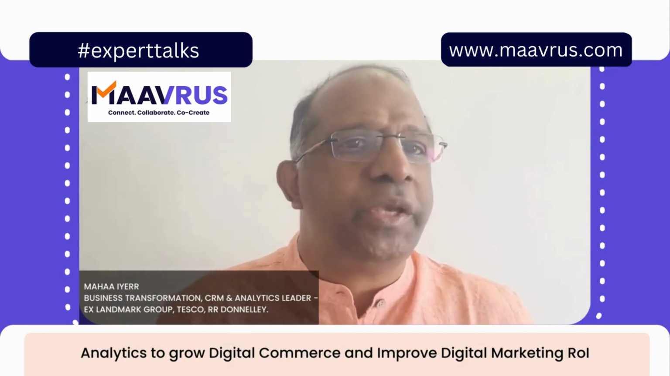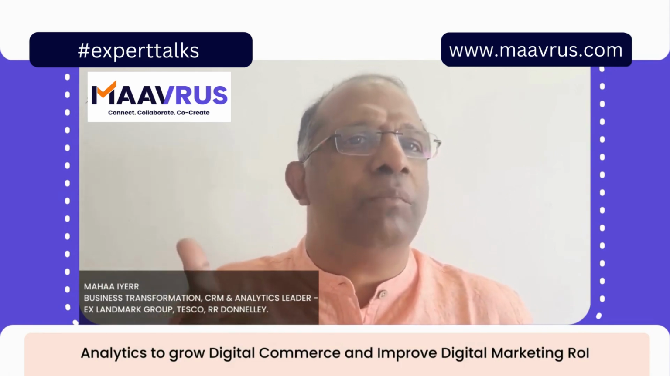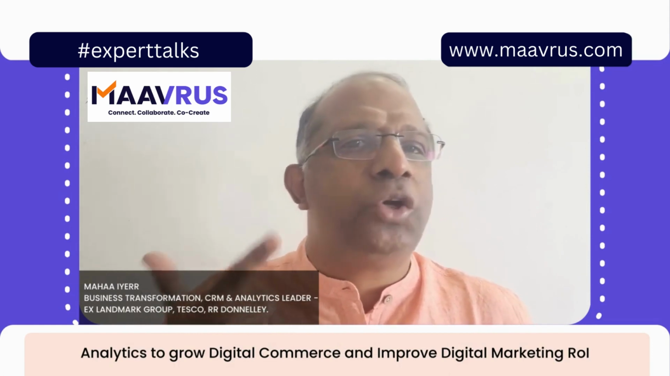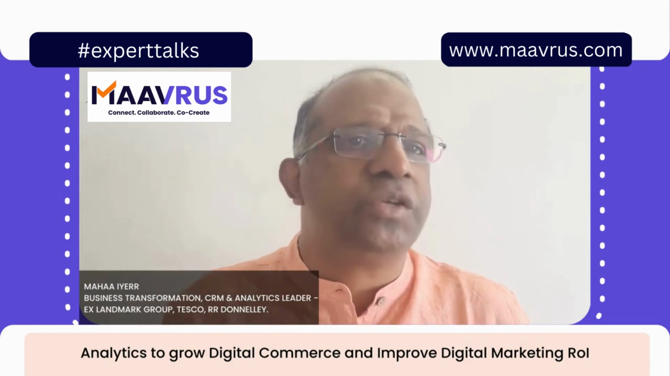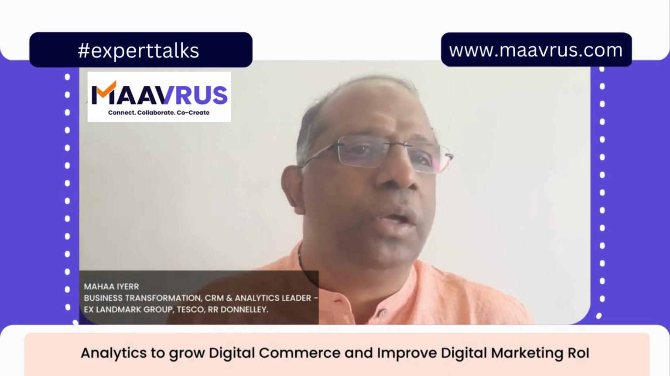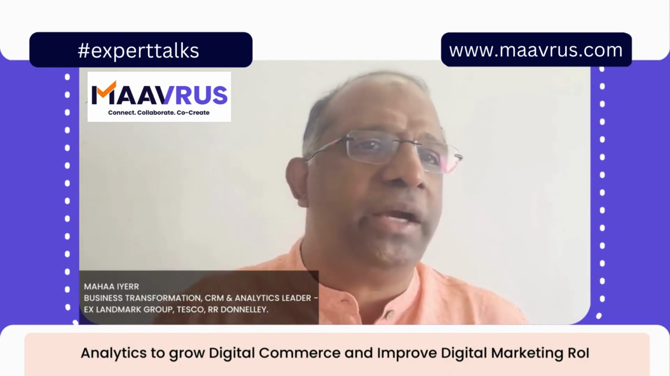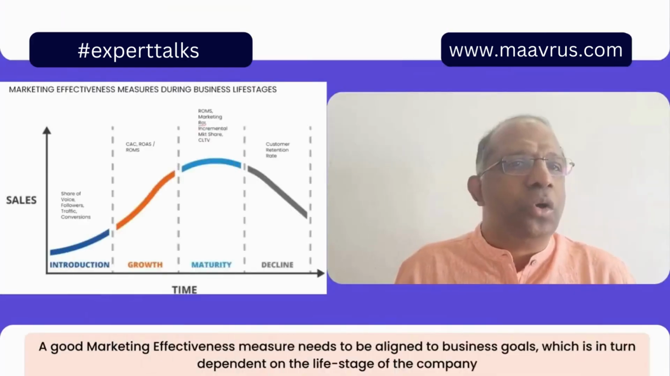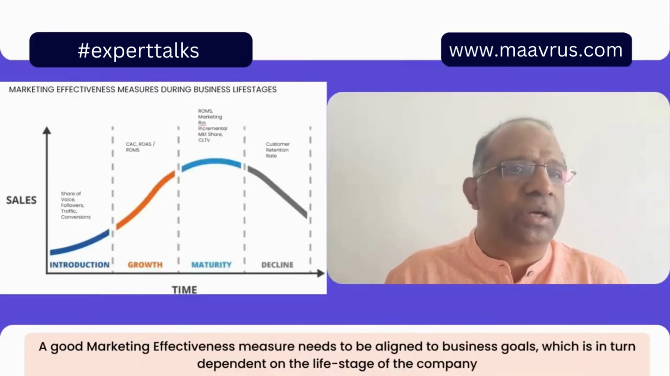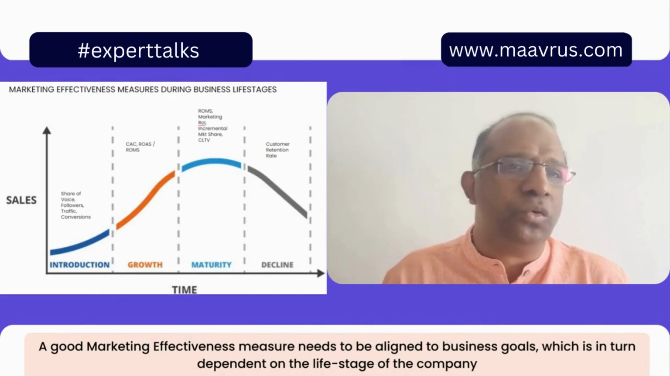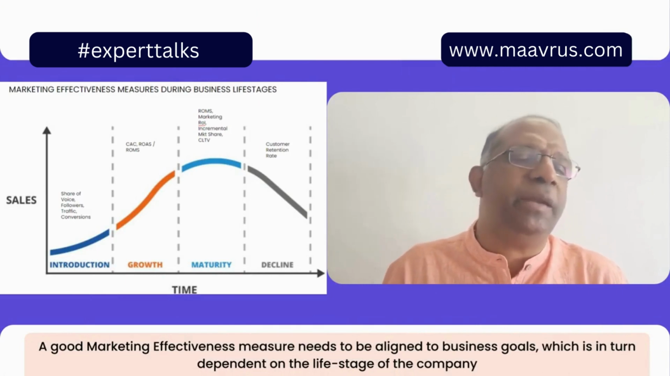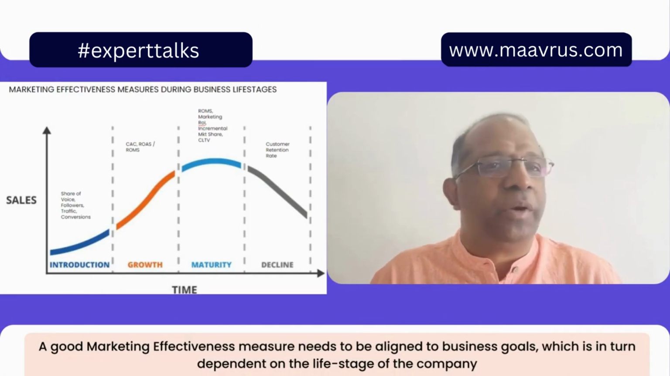In this video, we will speak of one, what could be a good marketing effectiveness measure, and two, what are some of the ways in which one can understand and attribute the impact and contribution of various campaigns and touch points to the marketing performance. So a good marketing effectiveness measure will need to be aligned to the business goals, and business goals typically depend upon the life stage of that particular company.